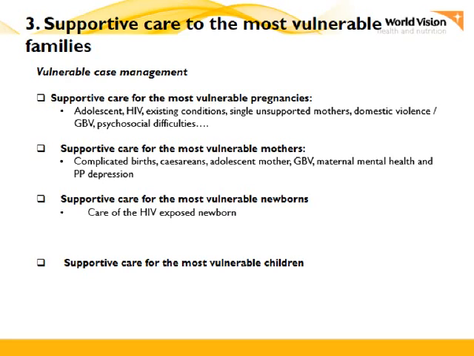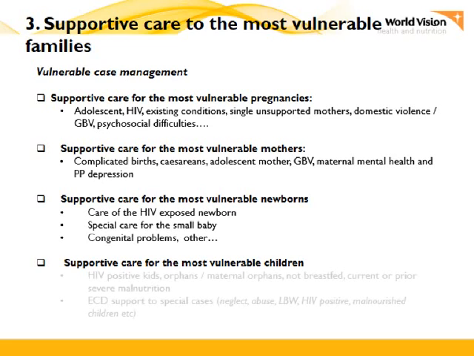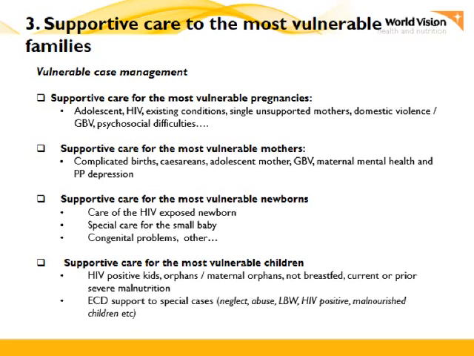Most vulnerable newborns include HIV exposed, small babies, and those with congenital malformations. Most vulnerable children include HIV positive children, orphans or maternal orphans, any child who is not breastfed, and who has a current or prior severe malnutrition case. And we especially need to include extra early child development support for those cases, especially in neglect, abuse, low birth weight babies, HIV positive babies, and malnourished children, who experience the biggest barriers to mental, cognitive, and physical development.